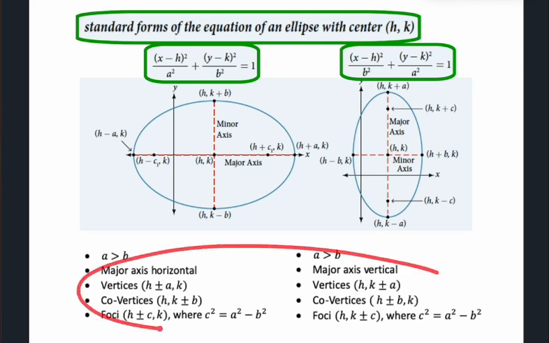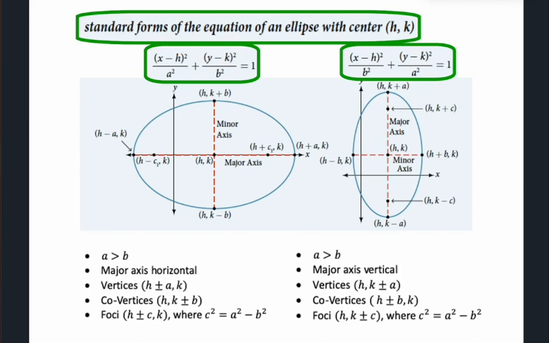And again, don't worry too much about that. When we go through an example, we'll break that down and you'll hopefully be able to understand what all that stuff down there means. So if the larger number is under the x, it's going to go in the x direction. If the larger number is under the y, it's going to go in the y direction.